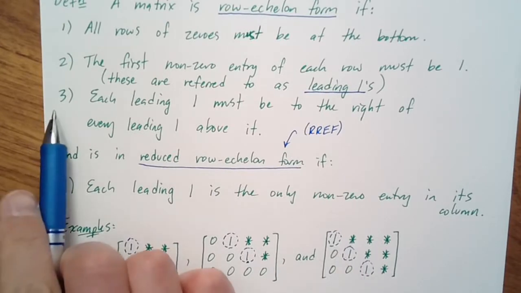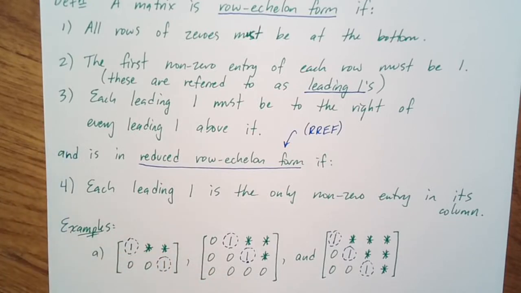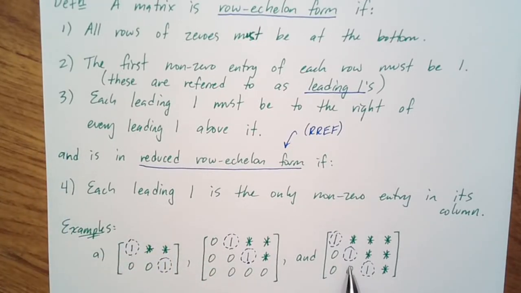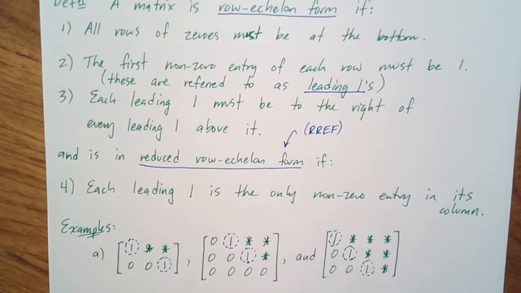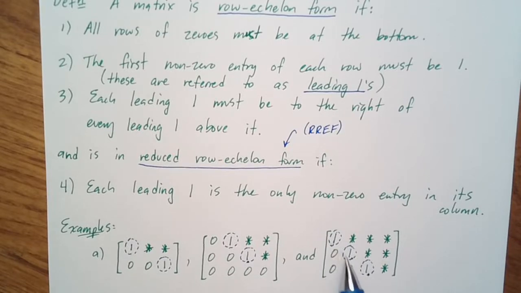And third condition, each leading 1 must be to the right of every leading 1 above it. And that's true, right? This doesn't have any leading 1s above it, so there's nothing to check. This one, there is a leading 1 above it up here, and this leading 1 is to the left of this leading 1. This leading 1 down here has 2 leading 1s above it, and it is to the right of both of them, right? This leading 1 is to the right of both of these 2 leading 1s. So that's why this third matrix is in row echelon form, and hence all 3 of them are.